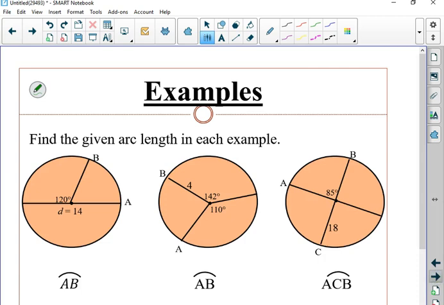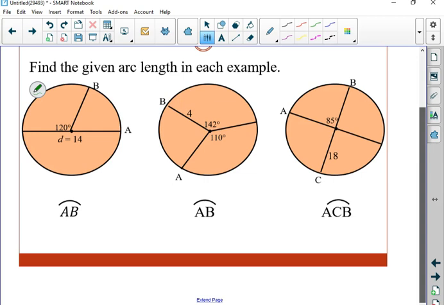So here we go. First off, we're trying to find AB. We're trying to find this piece right here. Okay? The piece across from A to B. So we need this angle right here. Well, 120 from 180 is 60. So the arc measure is 60. So we take 60 divided by 360 times 2 times pi times r, which is 7. And we multiply that out, we get 7.33.